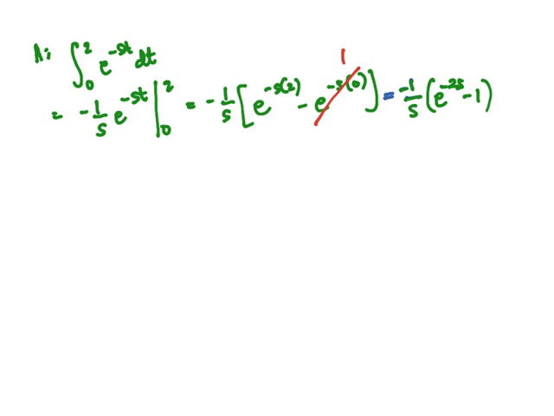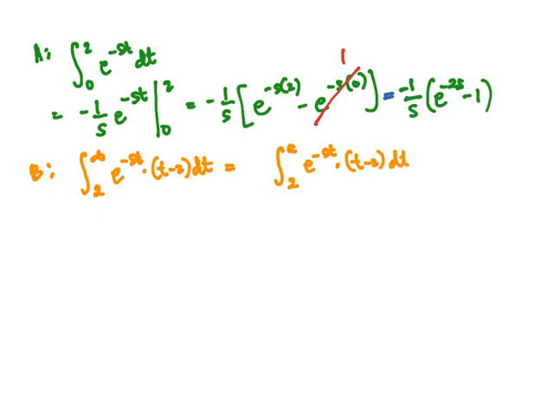Now for the second term, we have the integral from 2 to infinity of e to the negative st times t minus 2 dt. Again, by definition, in evaluating an improper integral, we let infinity be equal to a, and so this is the integral from 2 to a of e to the negative st times t minus 2 dt, then afterwards we get the limit as a approaches infinity.